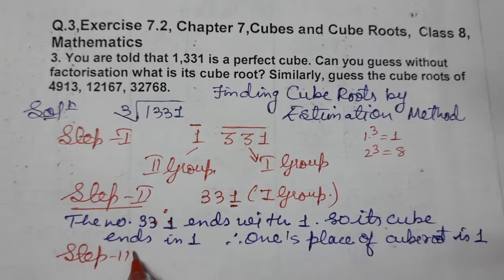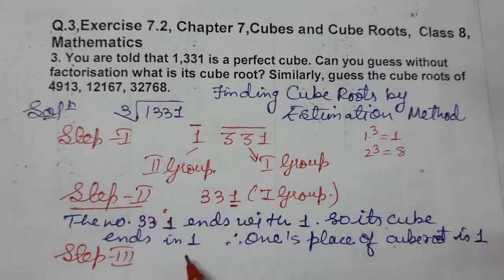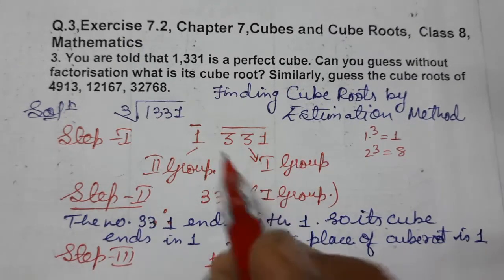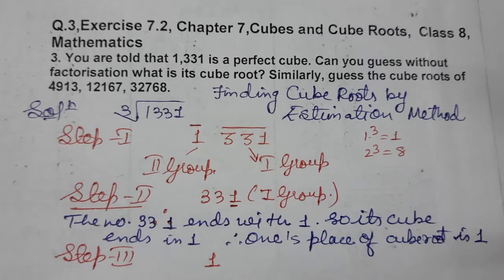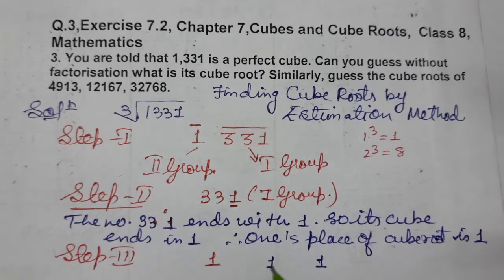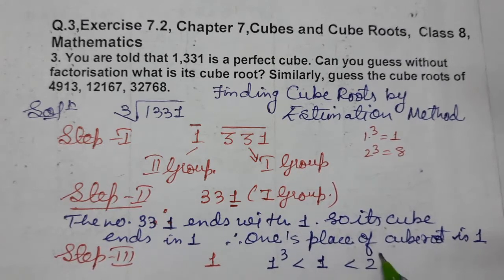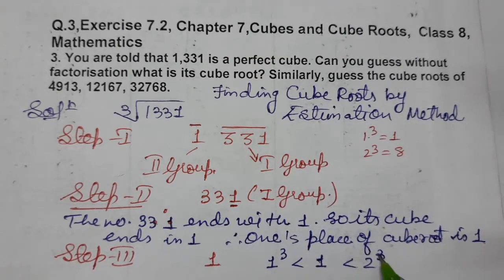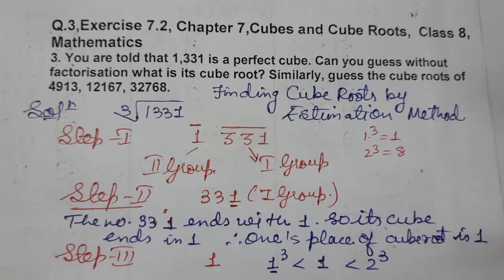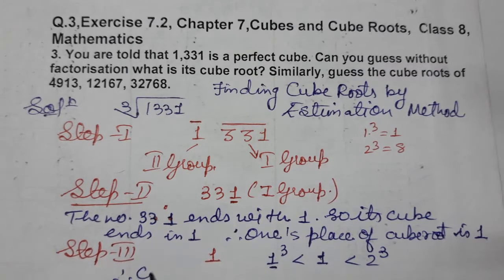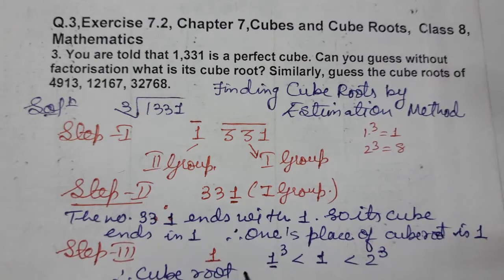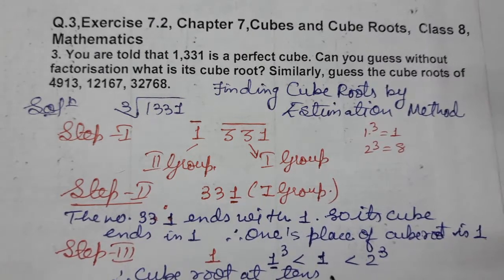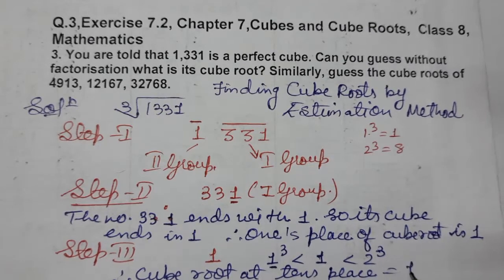Now step number 3. For step 3, we have to take the second group. So what is the second group? Our second group is just 1. And this 1 lies between 1 cube and 2 cube. So 1 cube is 1 and 2 cube is 8. Which is smaller? 1 only. Therefore, the cube root at the tens place equals 1.